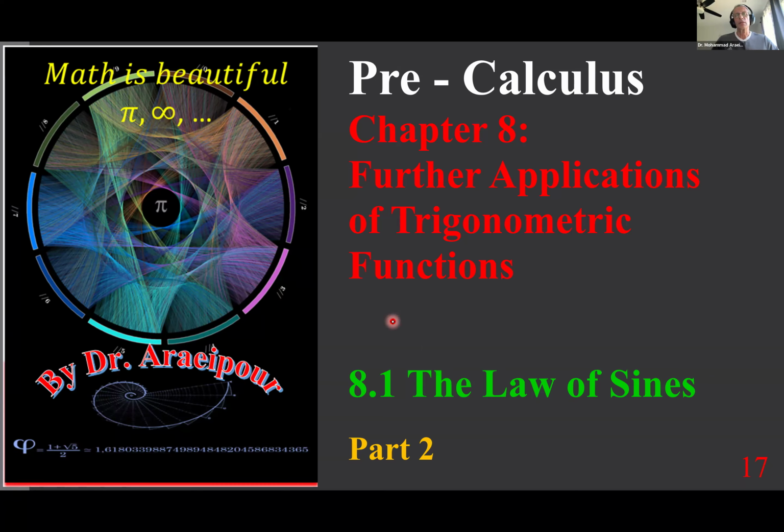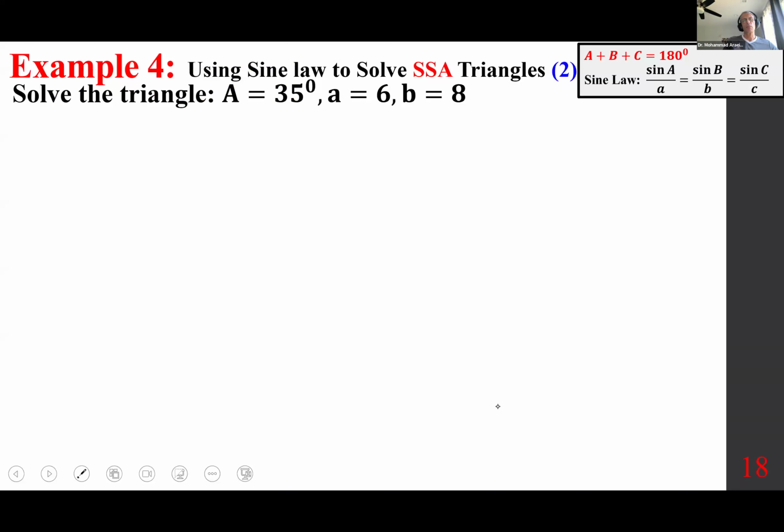Good afternoon, class. We are looking at Chapter 8, Further Application of Trigonometric Functions, 8.1, the Law of Sine. So using sine law, we want to solve an SSA triangle, where A is 35 degrees, lowercase a is 6, and b is 8. Okay, so let's see what we do here.